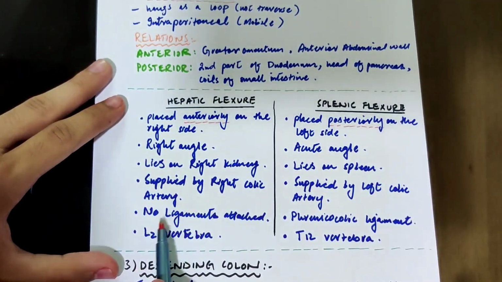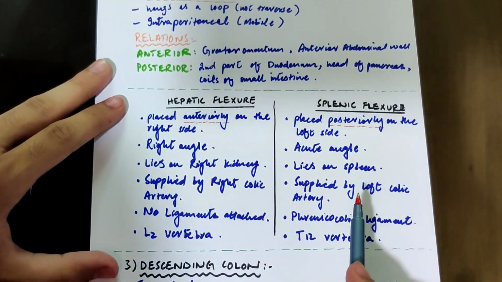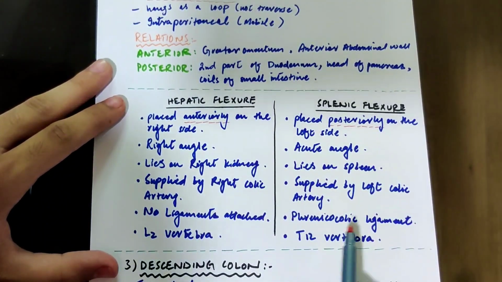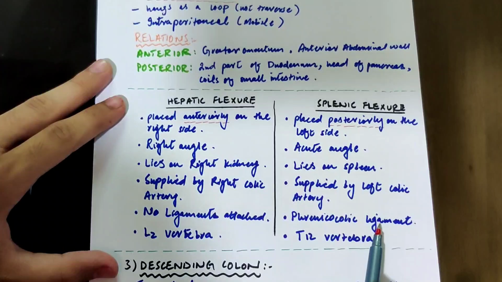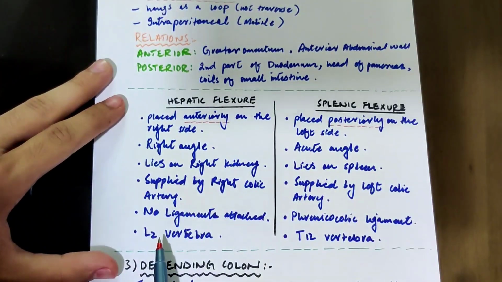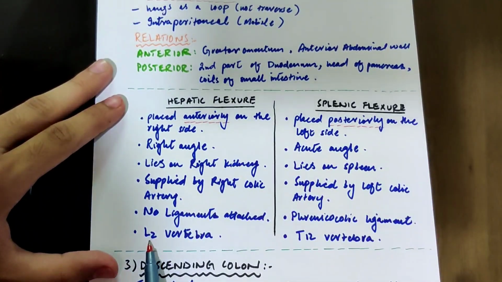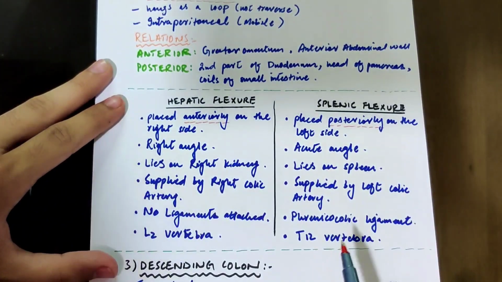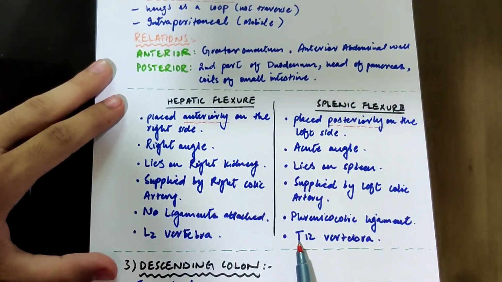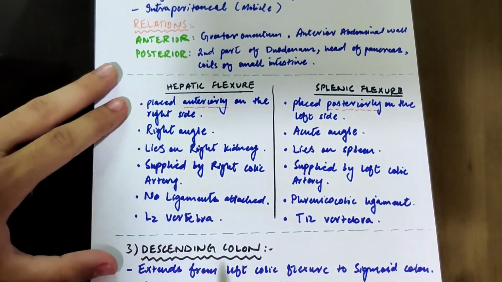The hepatic flexure has no ligaments attached, whereas the splenic flexure has a phrenico-colic ligament that gives it support. The hepatic flexure is present at the L2 vertebra region, whereas the splenic flexure is a little above and is present at the region of the 12th thoracic vertebra.